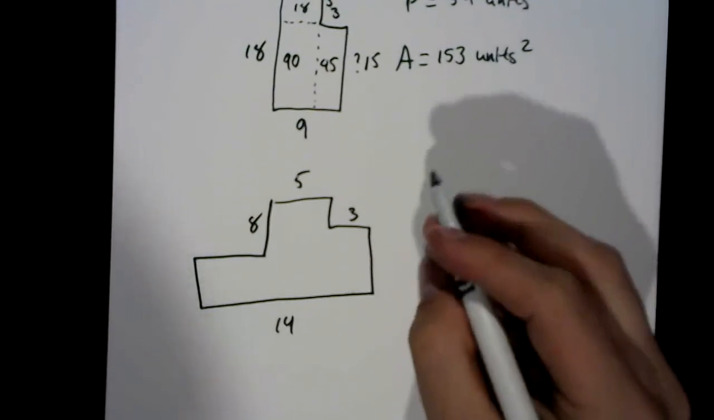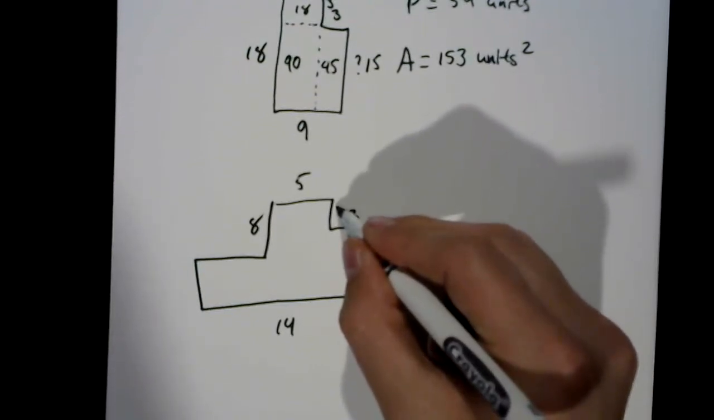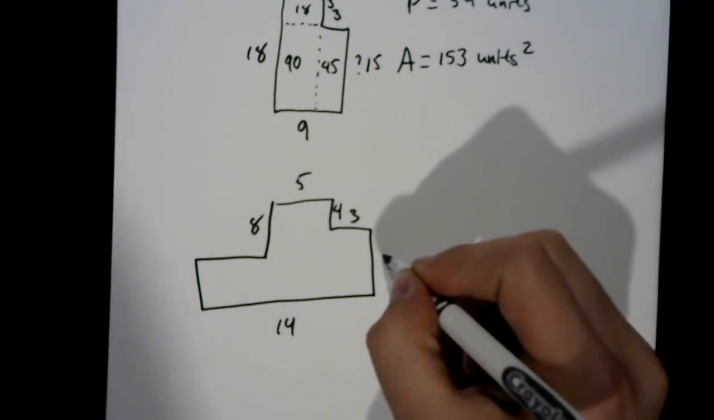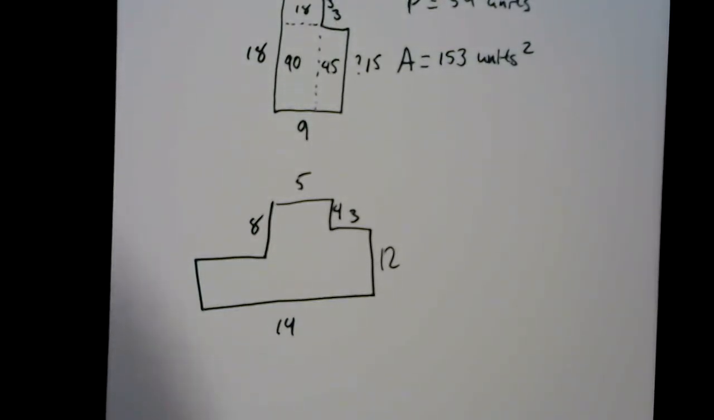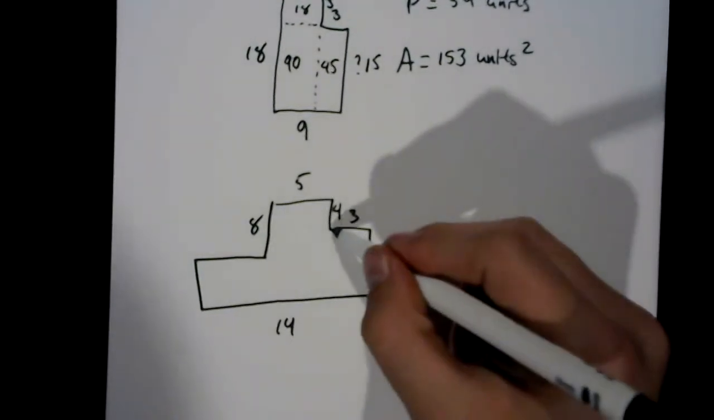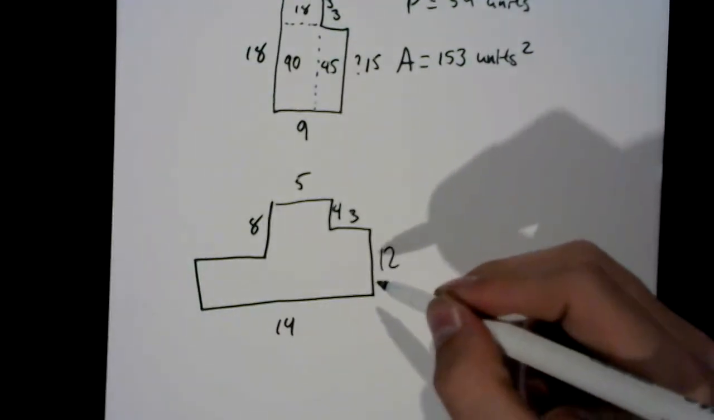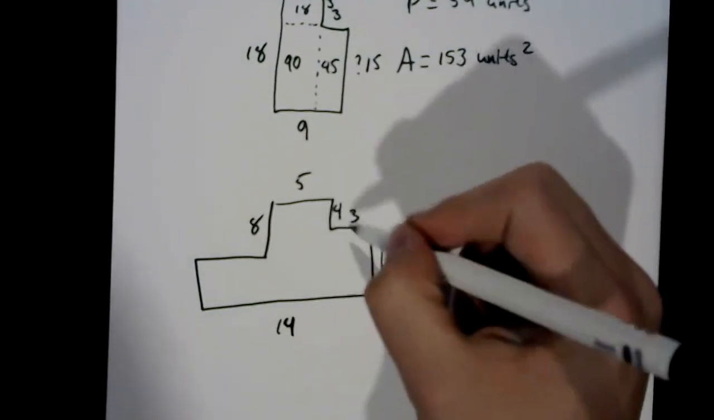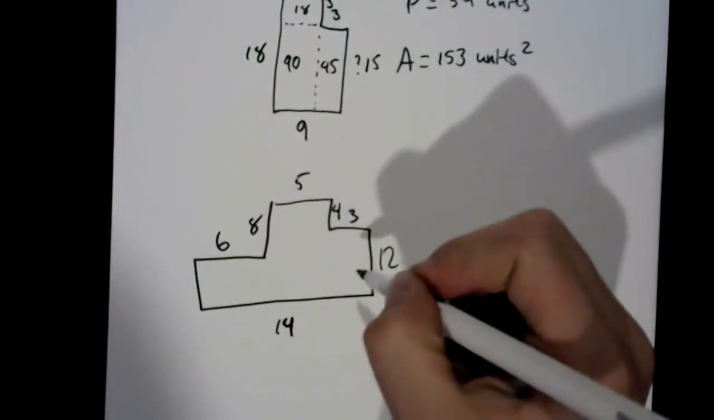And this is, we'll say, 4. And this is, I don't know, 12. That looks good to me. Alright. So, all we're missing is these two now. We know that this length plus this length plus this length will equal this full length. So you can do 14 minus 5 minus 3, or 5 plus 3 is 8, and 14 minus 8 is 6. So 6 plus 5 plus 3 will equal 14, the full length.